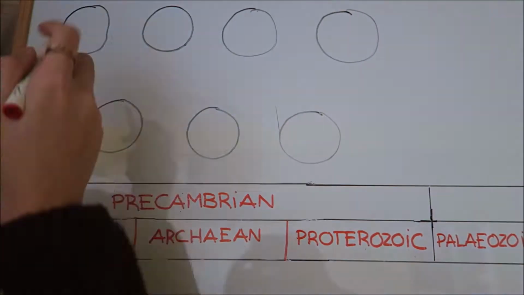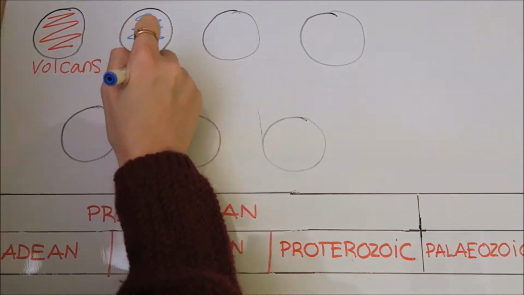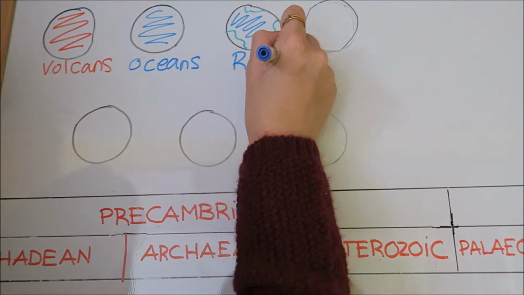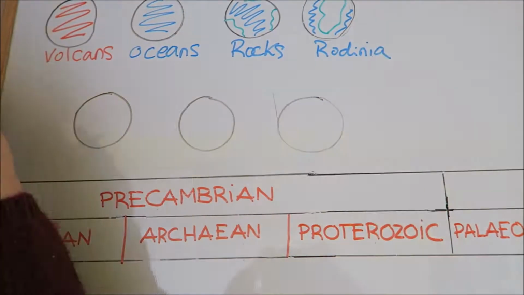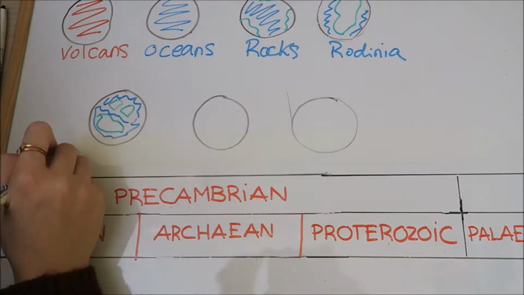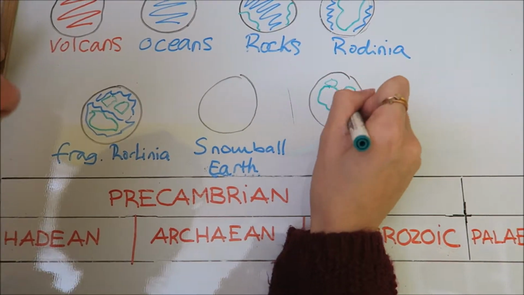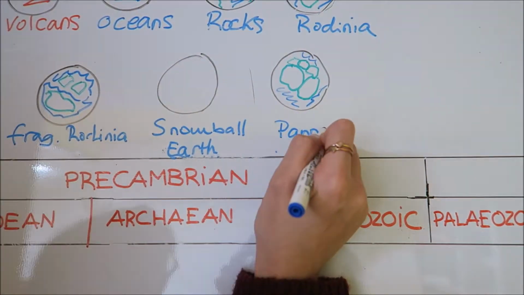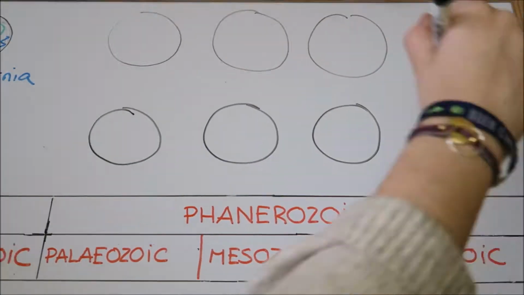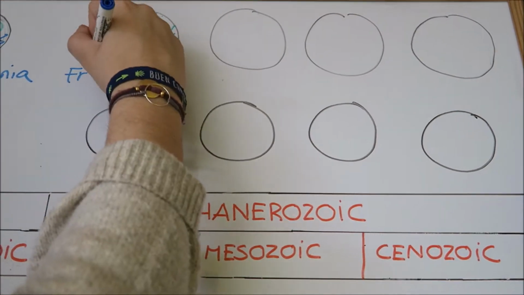In the first stage, the Earth was created, but it was total volcanic activity. Over time, oceans and rocks were created in a supercontinent called Rodinia. It activated the period of extreme glaciation known as snowball Earth that gave rise to Pannotia. Pannotia had a short duration.